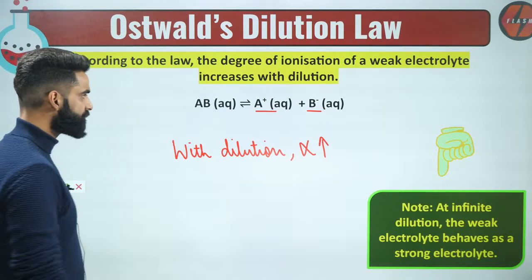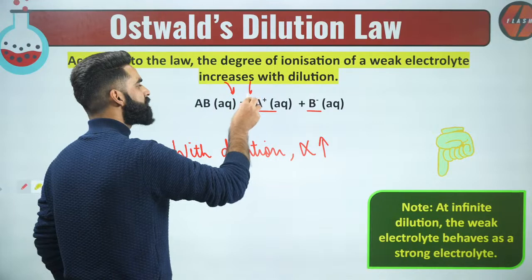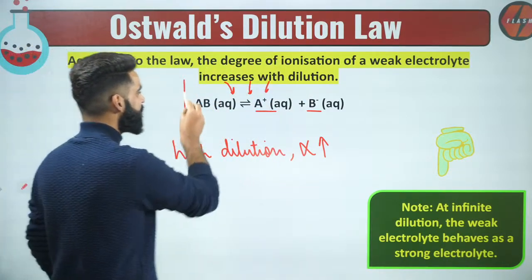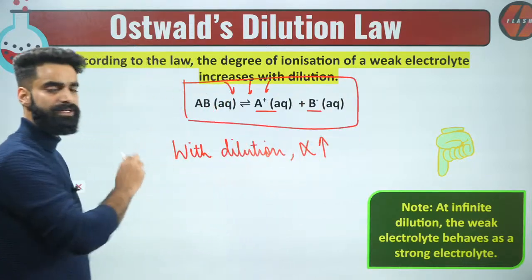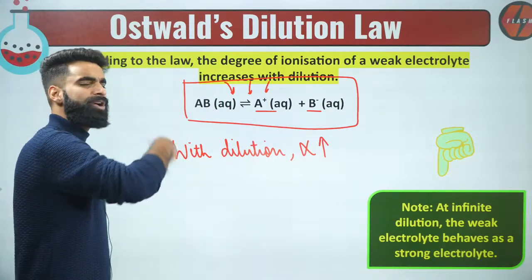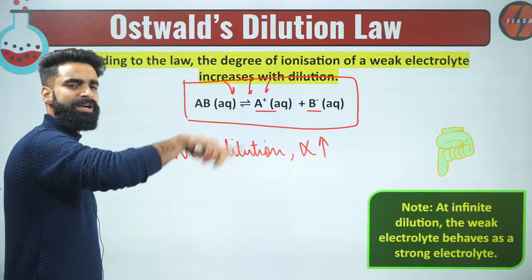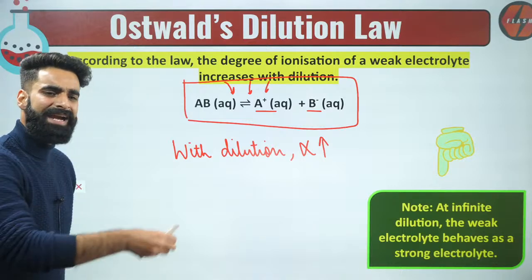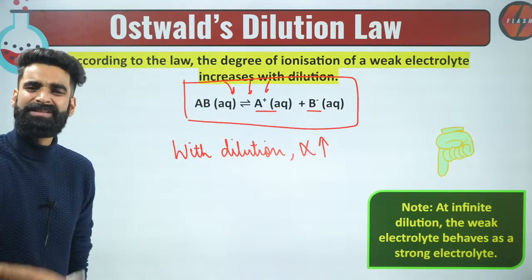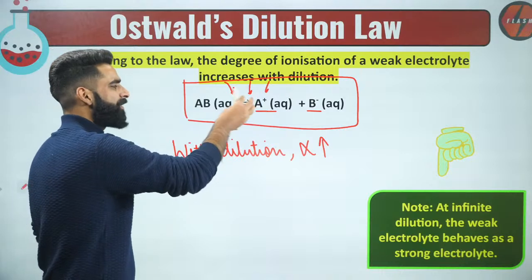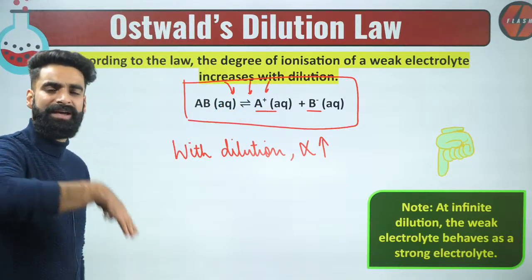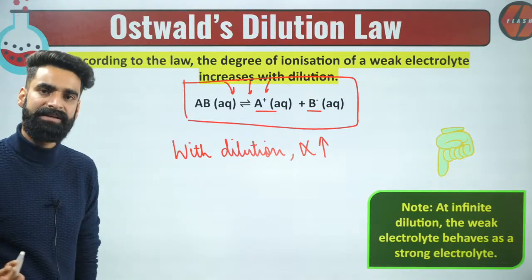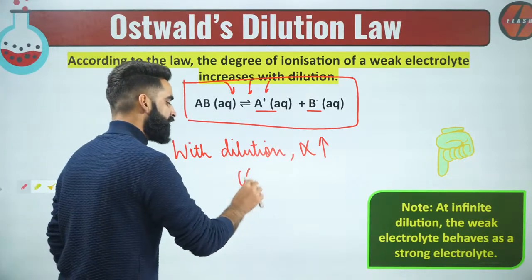Now, guys, understand. If I continuously add water into the container in which this weak electrolyte is present, what is going to happen? With dilution, degree of ionization will increase, right? More number of ions will be going into the container. Now, people, if I add an infinite amount of water, that's what we call infinite dilution. If I make the volume of the system infinity, can I say at that time alpha will have the maximum value? What is the maximum value of alpha? Maximum value of alpha will be 1.